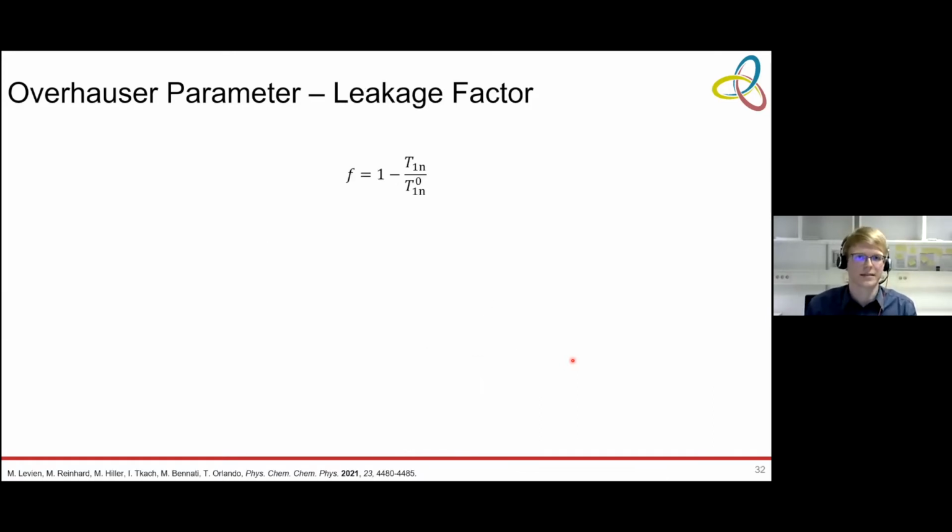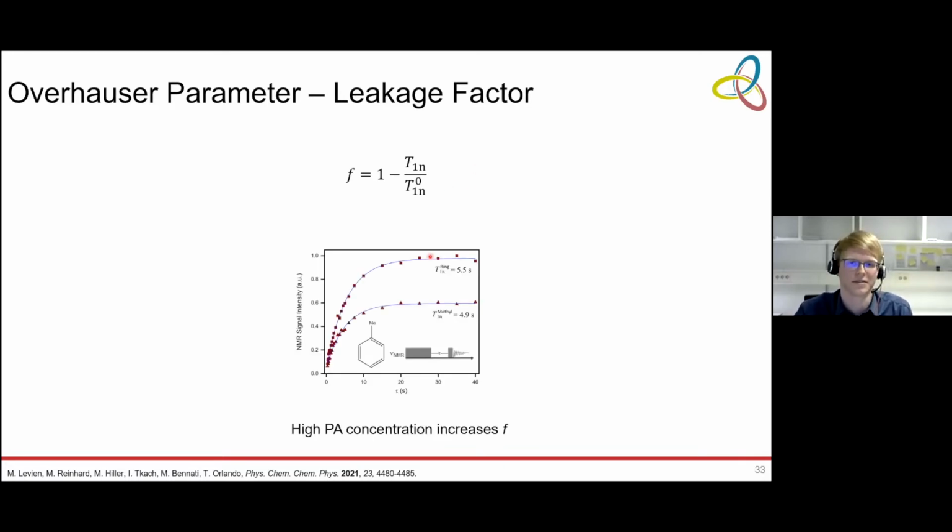So the next parameter, the third one of the Overhauser equation, is the leakage factor, and it depends on the T1N relaxations with and without paramagnetic substance. So how much of our overall relaxation happens through the paramagnetic substance? And well, it's rather easy to measure. You just measure the T1N values.